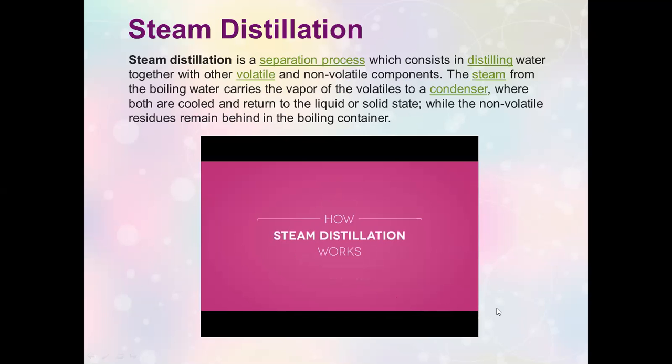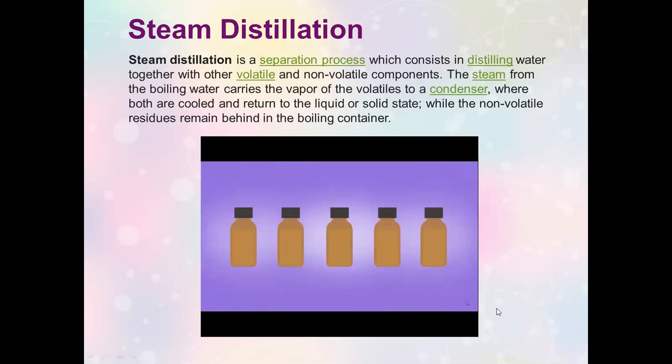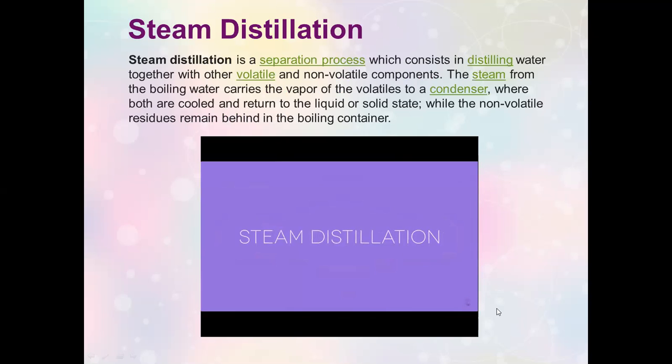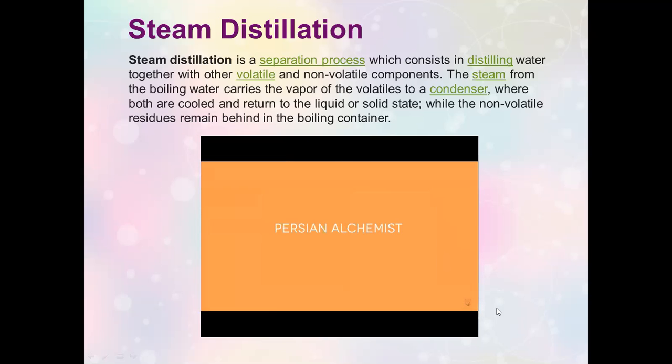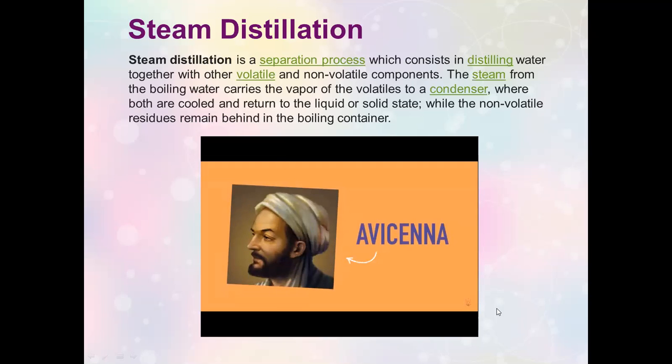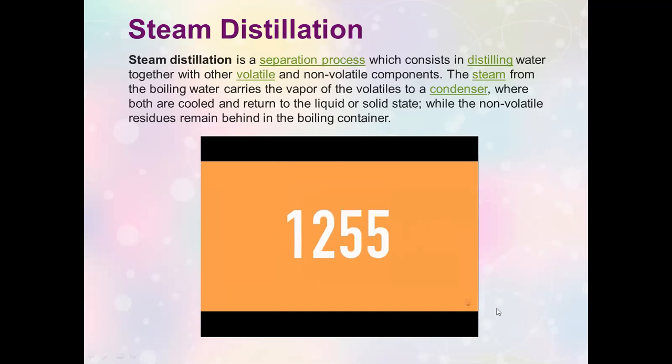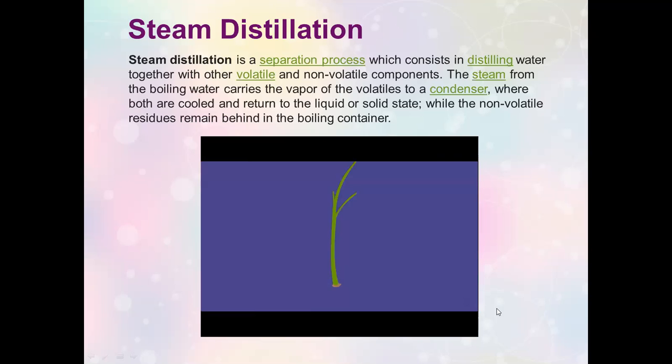How steam distillation works. Most essential oils are produced by steam distillation. Steam distillation was invented around 1000 AD by Persian alchemist and healer Avicenna. It has been in practice for thousands of years since then, and is still one of the best ways to take freshly harvested or dried plants and extract pure essential oil.